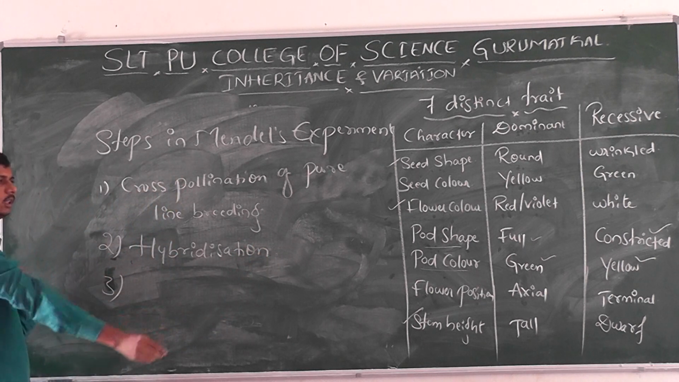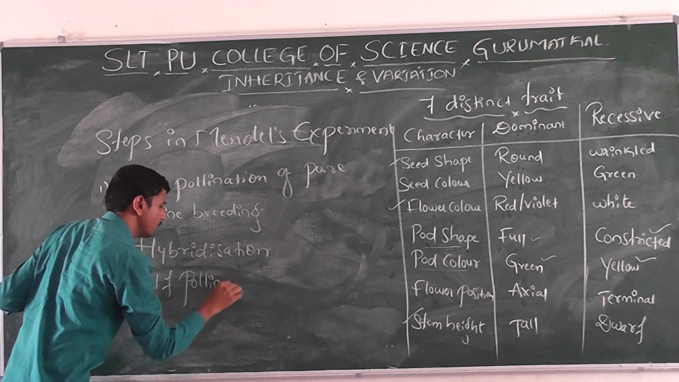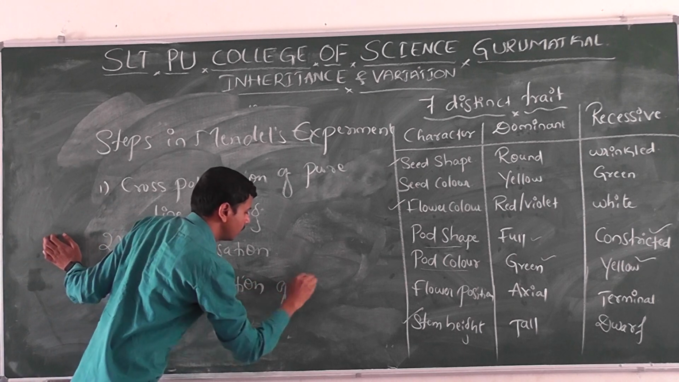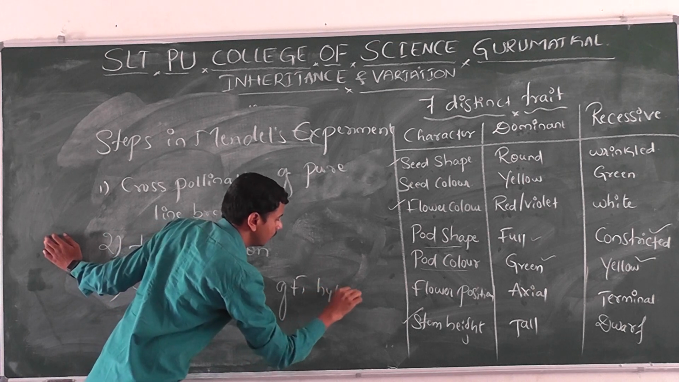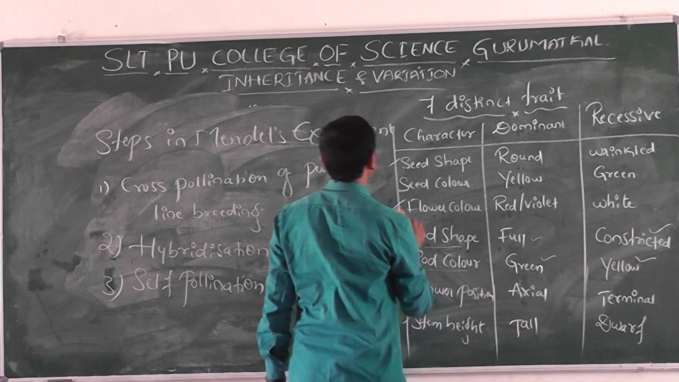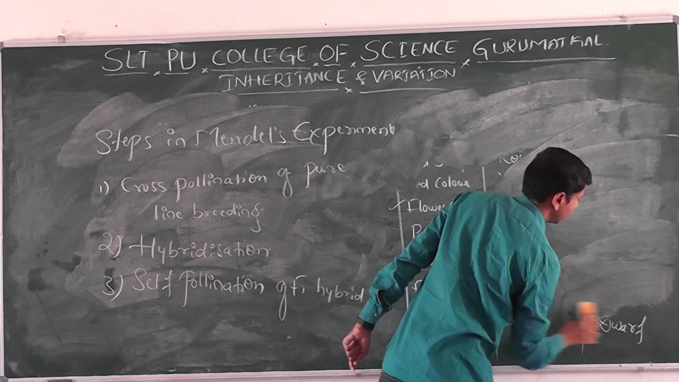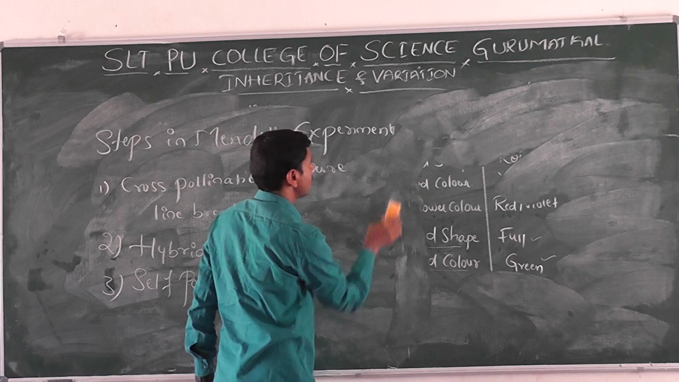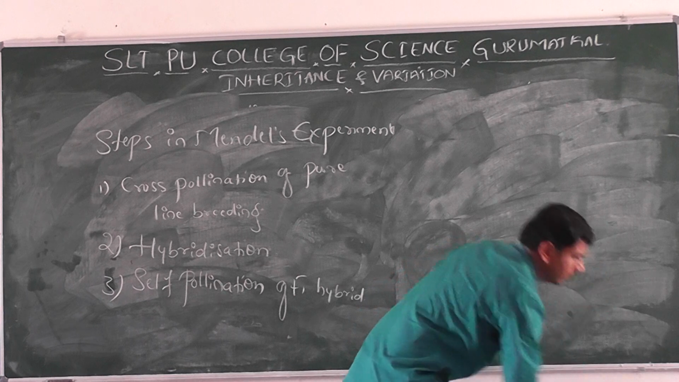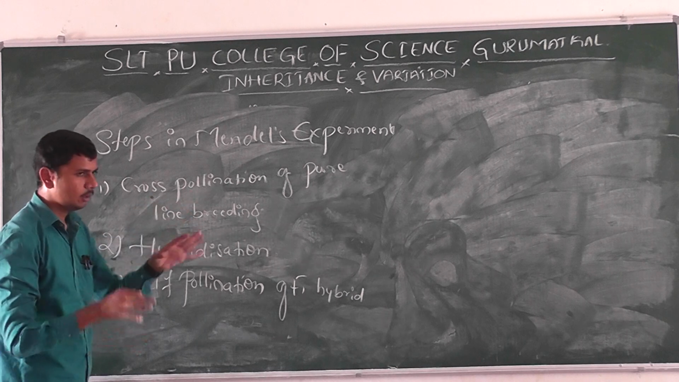And the third one, here we are going to see self-pollination. Self-pollination of F1 hybrid. So in this case, what he has done, first he has taken the pure line breeding.